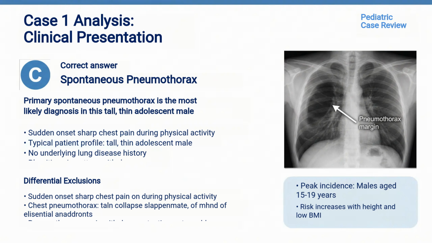Key features include sudden onset sharp chest pain during physical activity, pleuritic pain worsening with breathing, tachypnea, and mild oxygen desaturation. There is no underlying lung disease history. The typical patient profile is a tall, thin adolescent male aged 15 to 19 years, and risk increases with height and low body mass index. Asthma would present with wheezing, pulmonary embolism is rare at this age without risk factors, and musculoskeletal strain does not cause oxygen desaturation.